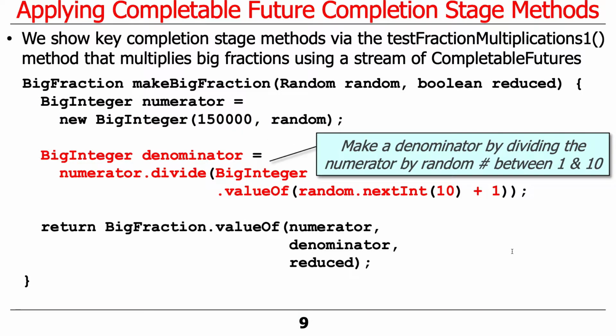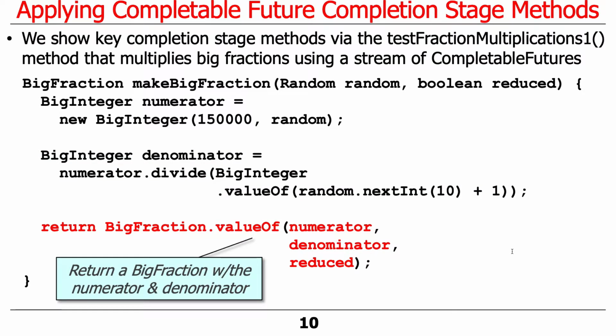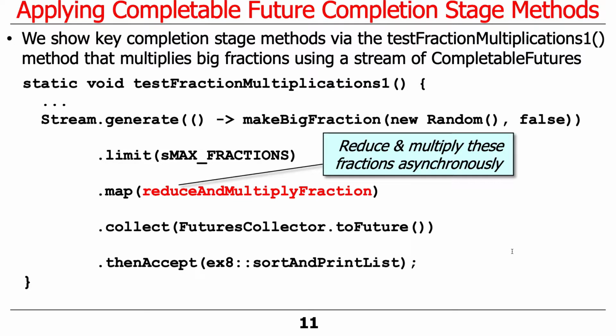And then it goes ahead and makes a denominator, which takes the numerator and divides it by a random number between 1 and 10. We then use the valueOf factory method to create a big fraction that has that very large numerator and that smaller denominator, and a flag that says whether to reduce it or not. In this case, we're not reducing it. This is obviously a method that's going to take a while to run because it's a pretty huge big fraction.